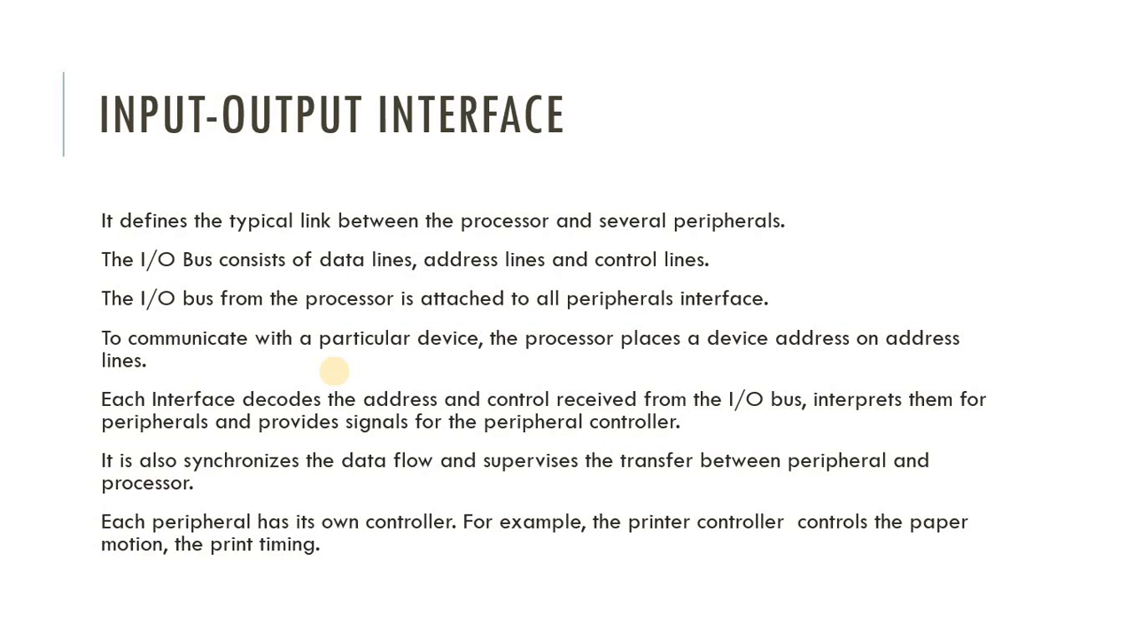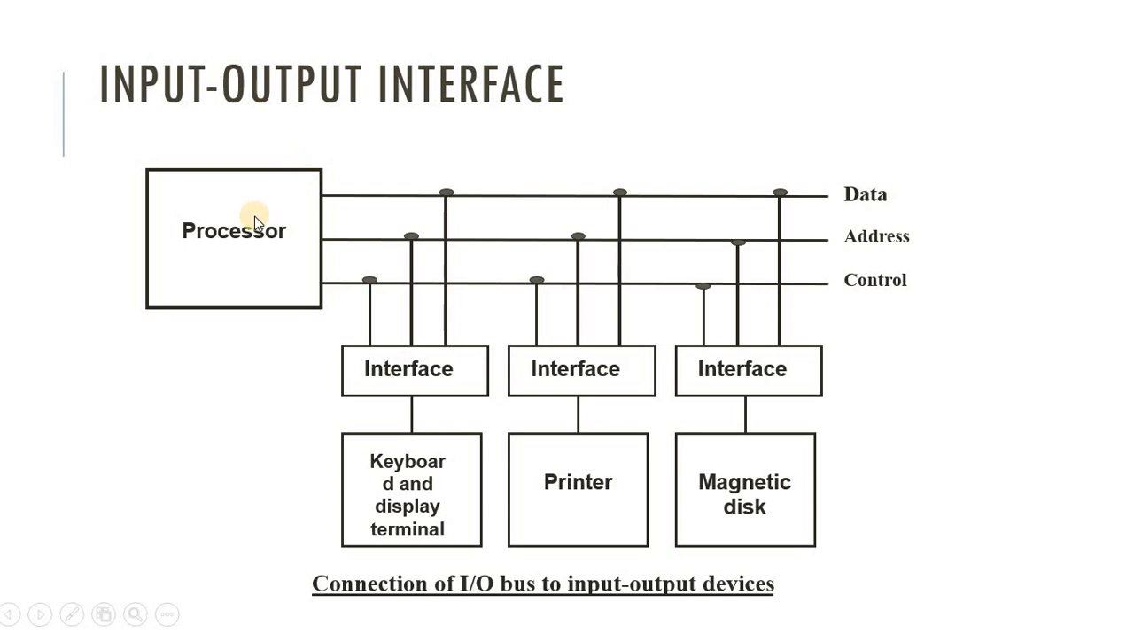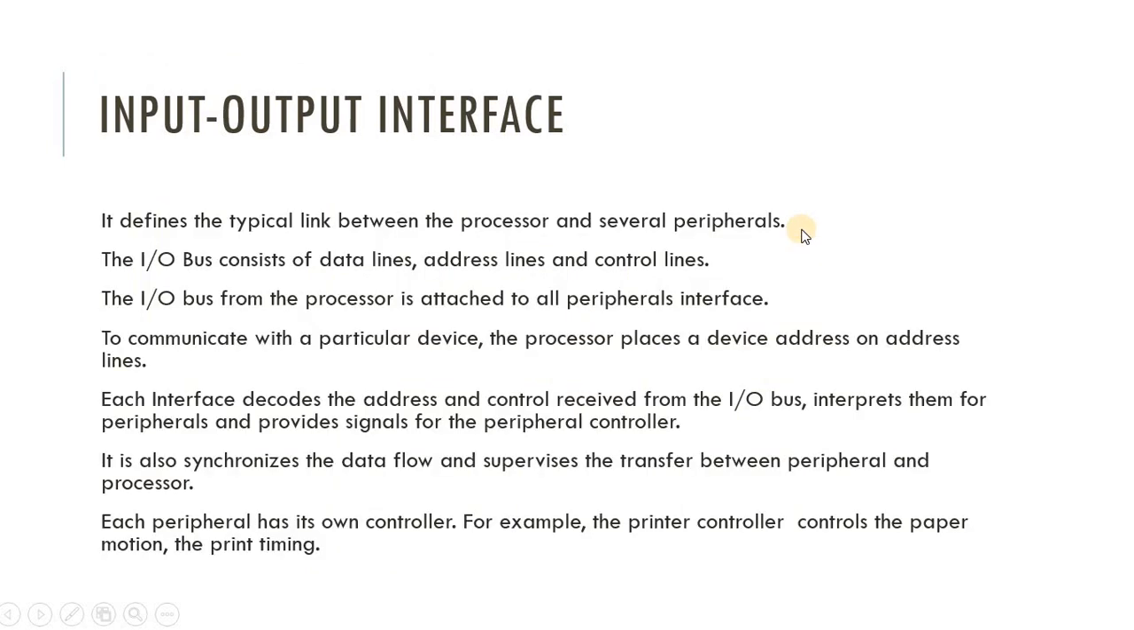As I said, the I/O bus from the processor is attached to all peripheral interfaces. To communicate with a particular device, the processor places a device address on the address line. So when the processor wants to communicate with any of these devices, it first sends the address on the address bus, and each interface decodes the address and control received from the I/O bus, interprets them for the peripheral and provides a signal for the peripheral controller. It also synchronizes the data flow and supervises the transfer between peripheral and processor.